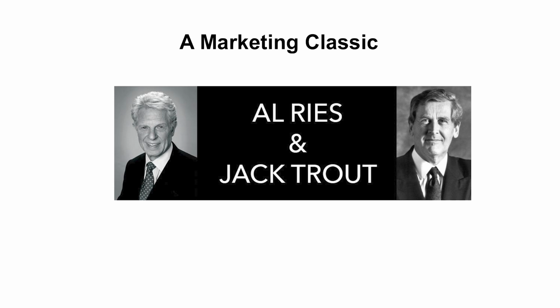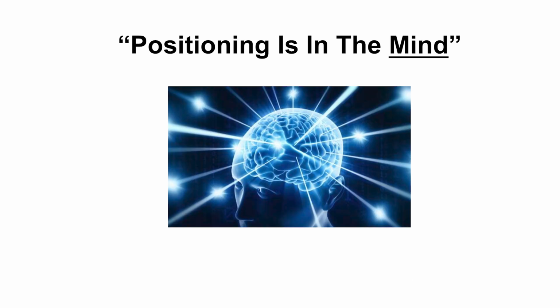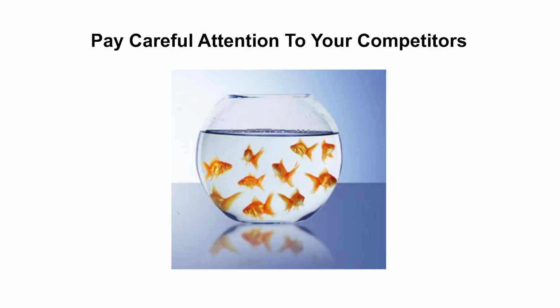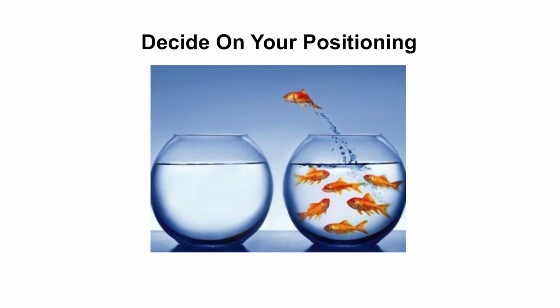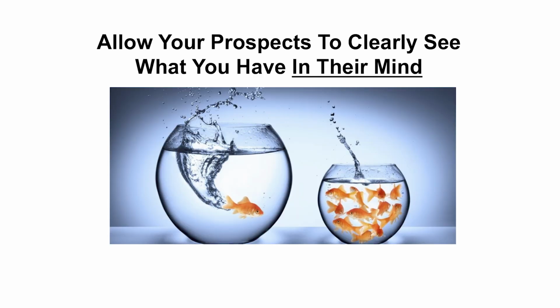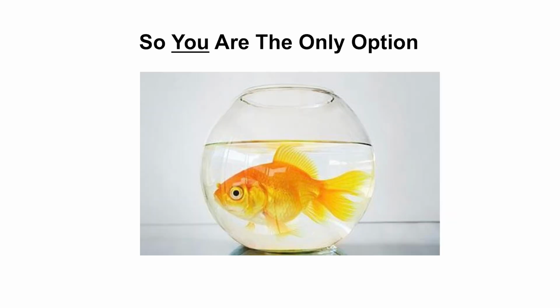Lesson 17 was marketing through positioning, and we looked at a classic book called Positioning by Al Ries and Jack Trout. And positioning is all in the mind. So what you want to do is pay careful attention to what your competitors are doing, then decide on your positioning, and then allow your prospects to clearly see what you have in their mind, so they look at you at a certain level where they think, okay, this person or this business, this company, this product, this service offers something that nobody else does, and you become the only option.